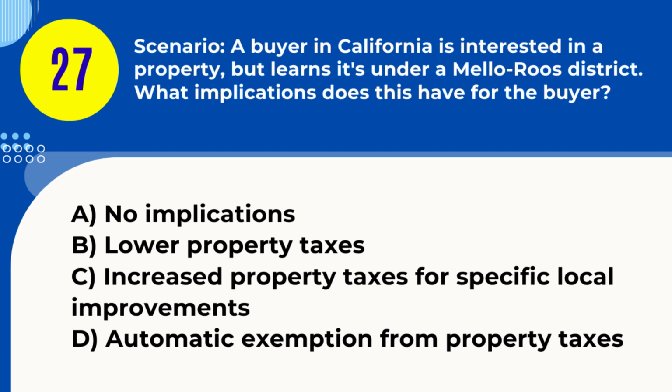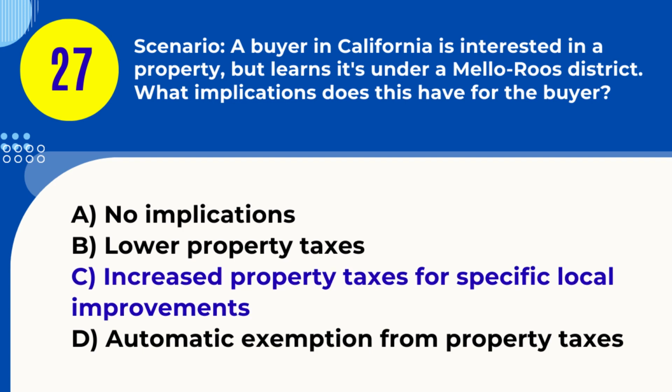Question 27. Scenario. A buyer in California is interested in a property, but learns it's under a Mello-Roos district. What implications does this have for the buyer? A. No implications. B. Lower property taxes. C. Increased property taxes for specific local improvements. D. Automatic exemption from property taxes.